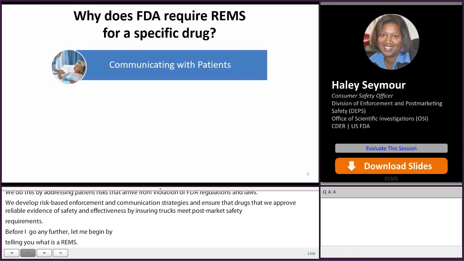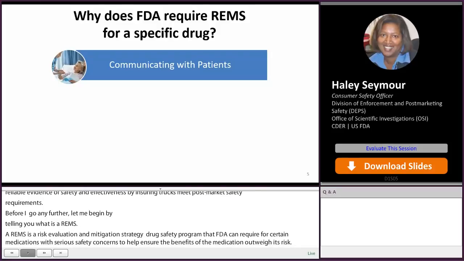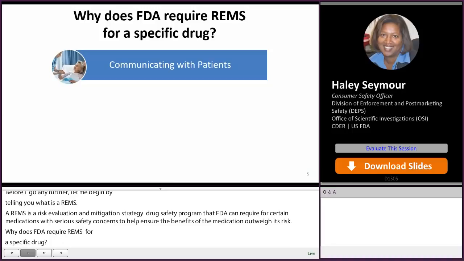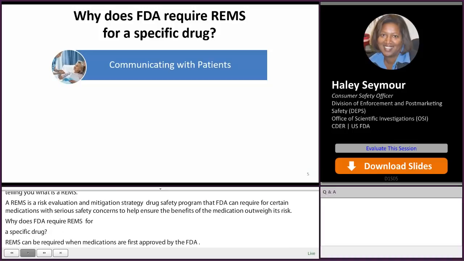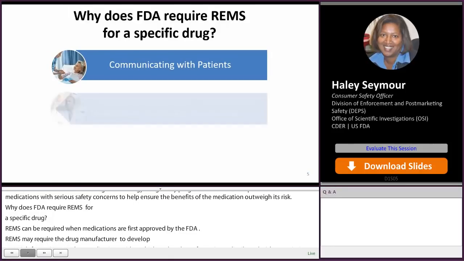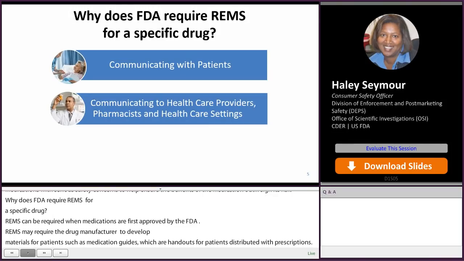So why does FDA require REMS for a specific drug? REMS can be required when medications are first approved by the FDA. REMS may require the drug manufacturer to develop materials for patients, such as medication guides, which are handouts for patients distributed with prescriptions. REMS may require the drug manufacturer to communicate directly to health providers, pharmacists, nurses, and other participants involved in the delivery of health care or medications.